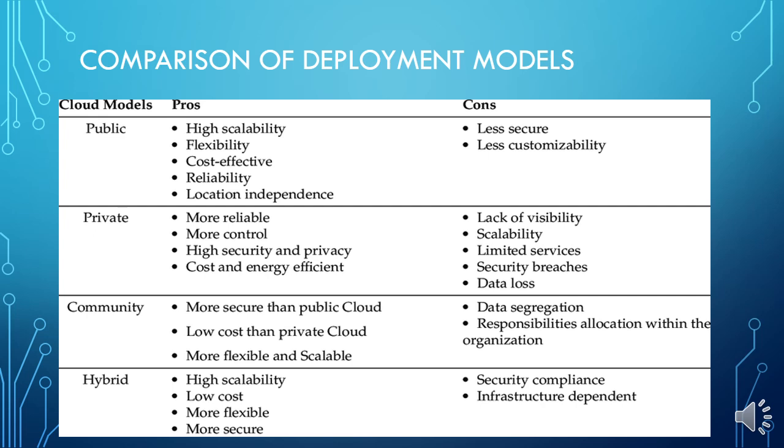Private cloud: it's more reliable, with more control over the data, high security and privacy, and it is cost and energy efficient. The cons will be lack of visibility, limited scalability, limited services, security breaches, and data loss. Community cloud: more secure than public cloud, lower cost than private cloud, more flexible and scalable. The cons will be data segregation and responsibility allocation within the organization. Hybrid cloud should have high scalability, low cost, and be more flexible and more secure.